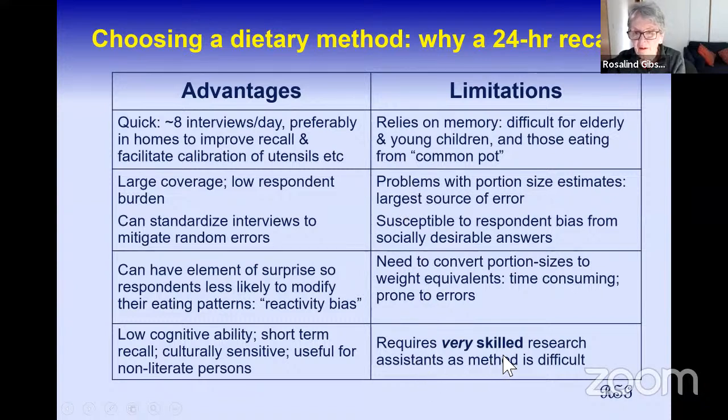It does require very skilled research assistants because the method itself is difficult. So your research assistants have to be chosen very carefully and they have to be trained rigorously. From my experience, it's best to select women for your research assistants for a 24-hour recall because they usually are more familiar with food preparation than men. I know in some previous national surveys, they've used the same enumerators that they used for the DHS survey, but that hasn't always been very successful because often those DHS survey enumerators are men who have rather limited exposure to food preparation.